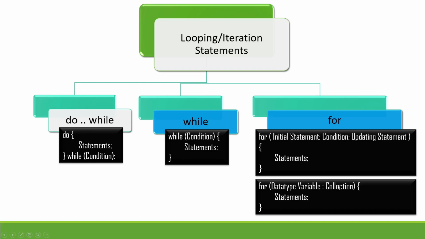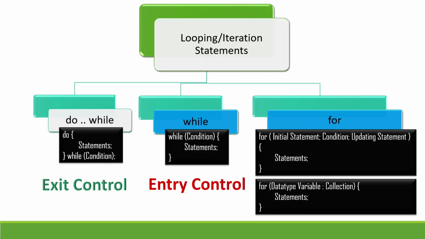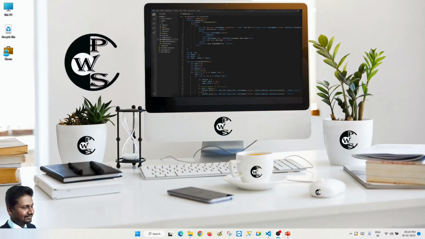The collection values will be iterated one by one into the variable, and in the statement we can print or do some calculations over there. Collections we will discuss later. In the do while loop, the condition is checked while exiting the loop, so it's called exit control loop. The other two types, while and for loop, are known as entry control because the condition is checked in the initial statement itself. We are winding up today's class.